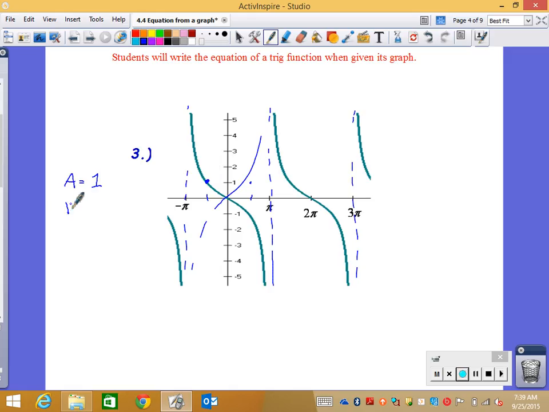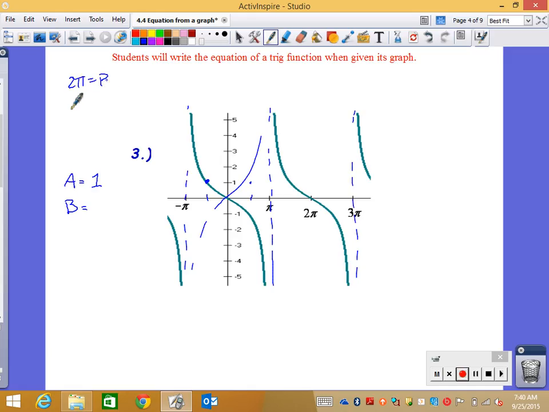Well, my b value, remember, the normal period for tangent is pi. So on either side of the y-axis, it's half of that, pi over 2 on either side. However, if we draw out my period for this curve, it's from negative pi to pi. So the period of this is 2 pi.